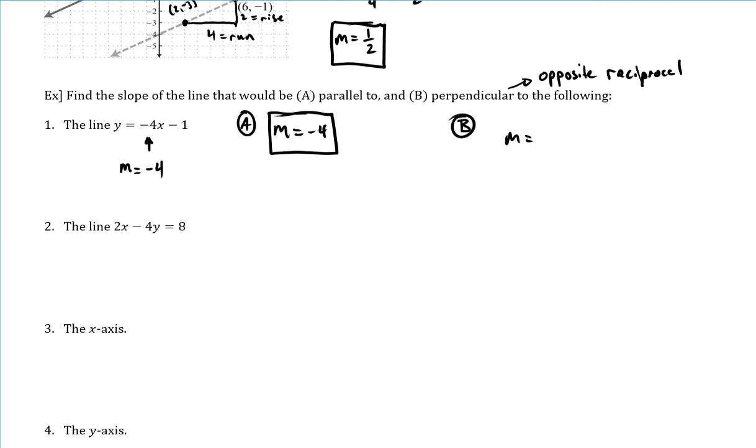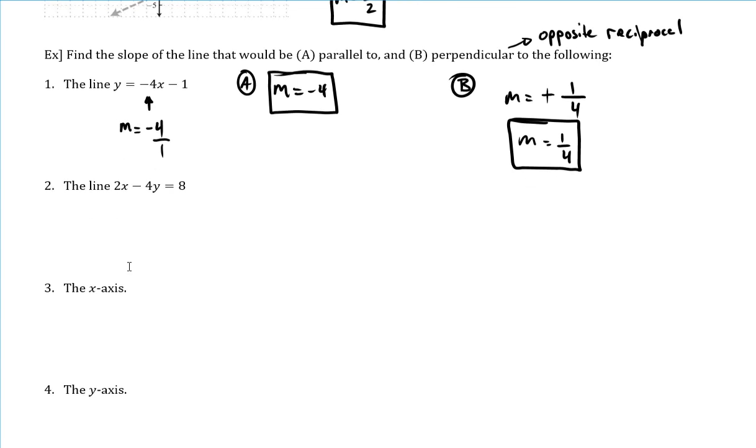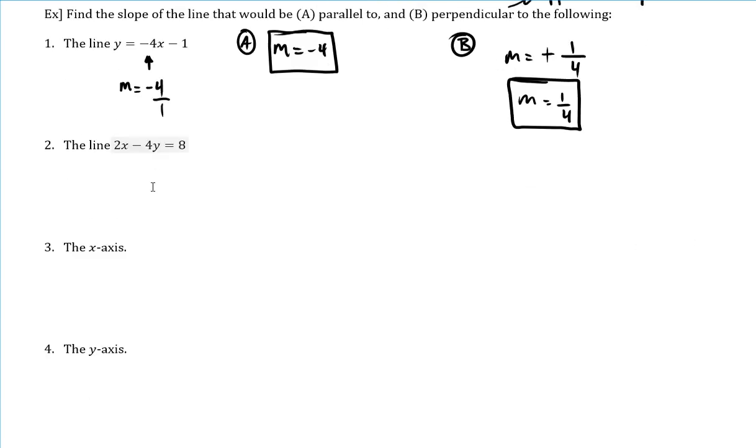Opposite sign, the opposite sign of negative 4 would be positive. So I'm going to put a little plus for now. And then reciprocal means to flip. Remember, this really is 4 over 1, so I can flip that as 1 over 4. We usually don't show that positive like that. So our slope would be 1 over 4, just like that. It's often pretty quick to find, depending on the scenario.